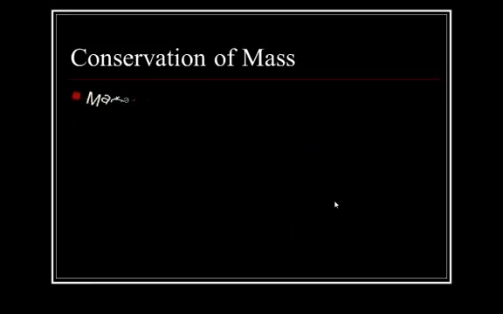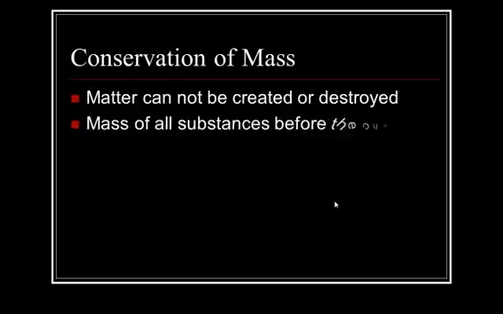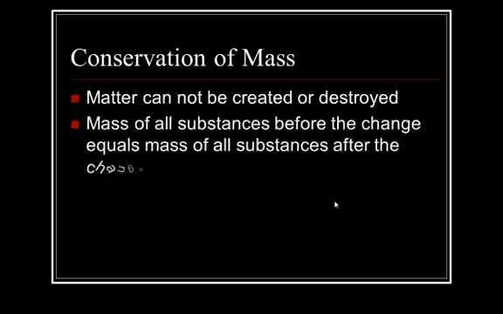Conservation of mass. We've talked about conservation before. In this case, conservation of mass says that matter cannot be created nor destroyed. So the mass of all of the substances before the change has to equal the mass of all the substances after the change. So for example, if I would burn a log, the mass of my log before I burned it would have to equal the mass of the ash, the gas that's produced, all of the substances that are still left over. Those have to equal.